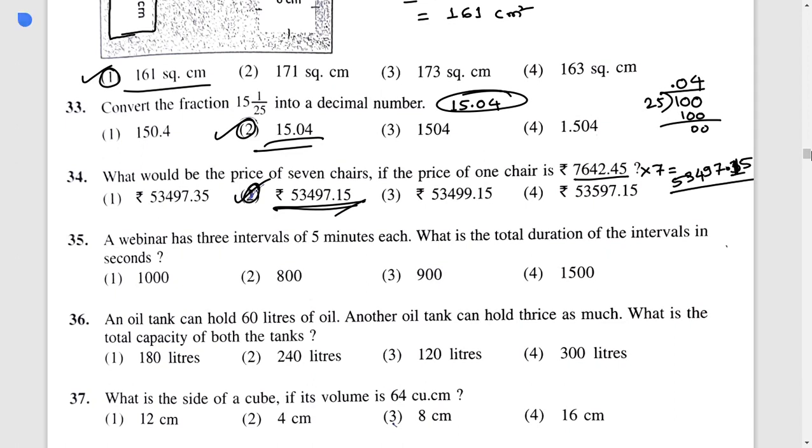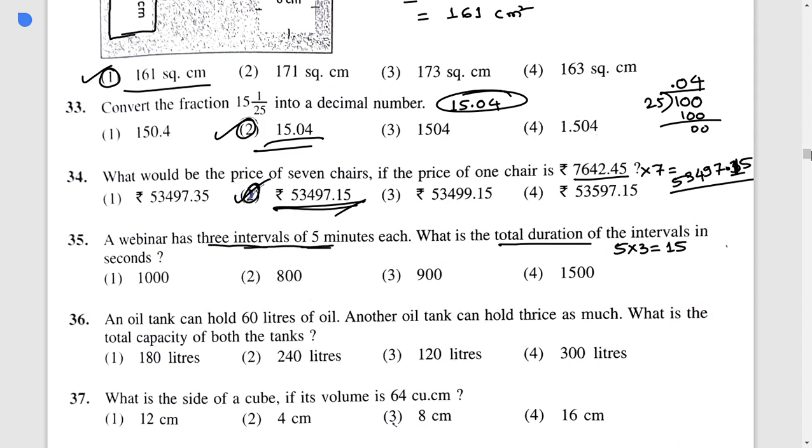Next question. 35. A webinar has 3 intervals of 5 minutes each. What is the total duration of the intervals in seconds? So there are 3 intervals. 3 intervals means 5 minutes break of 3 intervals. It will be 15 minutes break. 15 minutes.